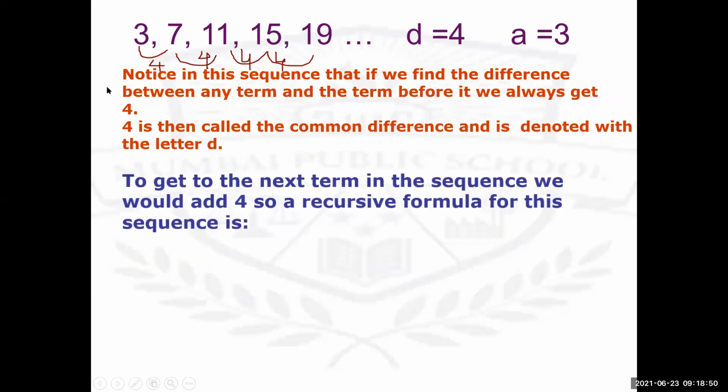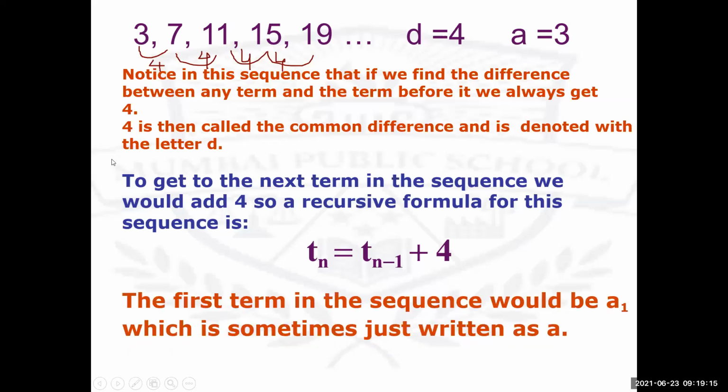To get to the next term in the sequence, we would add 4. So a recursive formula for the sequence is Tn equals Tn minus 1 plus 4. In order to get the last term, you add 4 to the previous term. The previous term is Tn minus 1. The first term in the sequence would be A1, which is sometimes written simply as A.